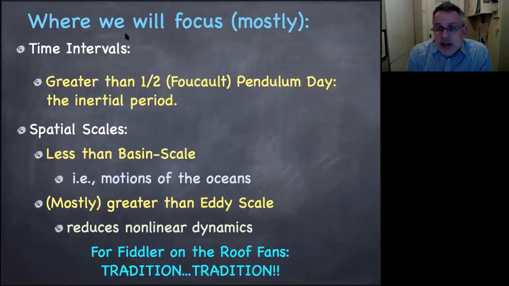So our focus is going to follow traditional oceanography, where the time interval is typically greater than 1/2 of a pendulum day, the Foucault pendulum. That's the inertial period. And we're going to learn what an inertial oscillation is, and then that will make sense. But that means that we're paying attention to things where the rotation of the Earth is important. We're going to think about scales that are less than basin scale, that is the motions of the oceans. And mostly, we're going to think about things that are greater than the eddy scale, which is going to give us the ability to reduce the nonlinearity in the dynamics.